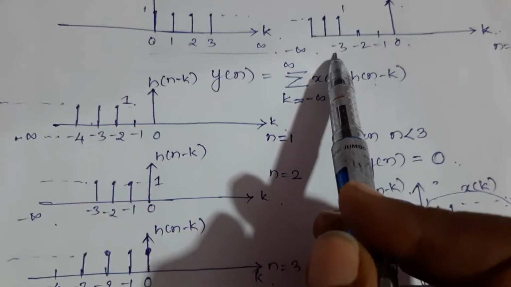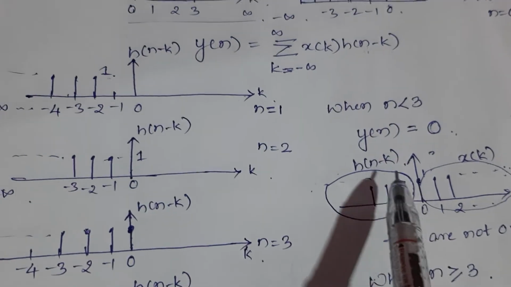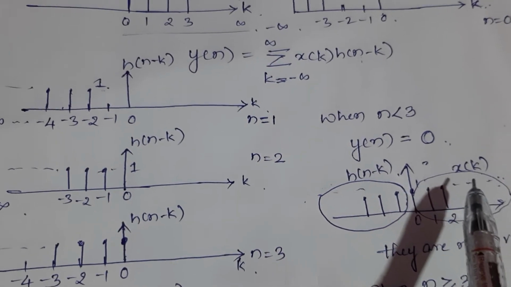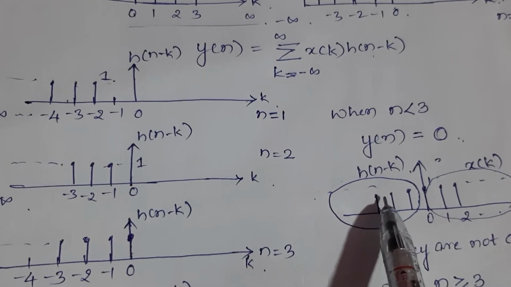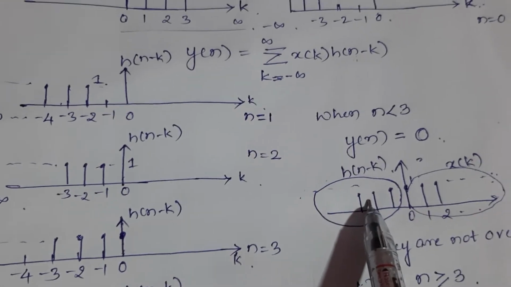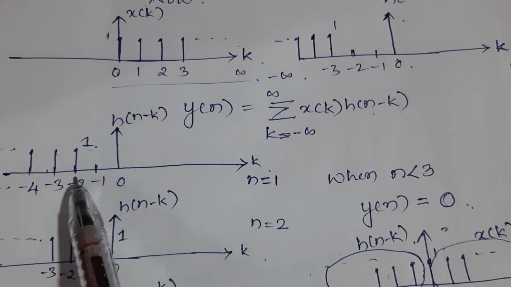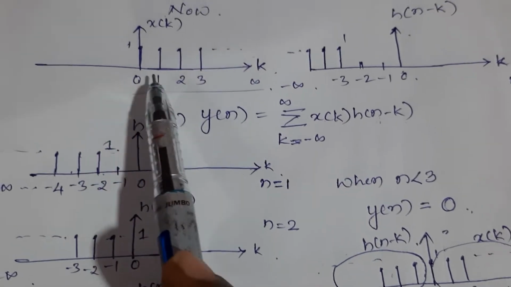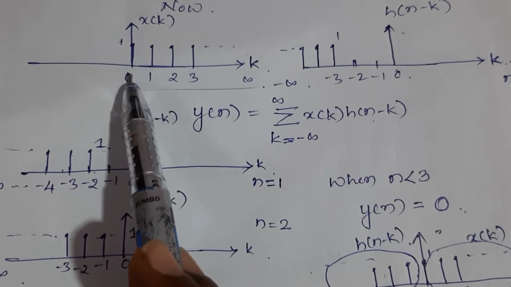Means one is on the left side, the other one is on the right side. x of k is on the right side, h of n minus k is on the left side. And if we see minus 2, it is ending at the h of n minus k, and the x of k is starting at 0.